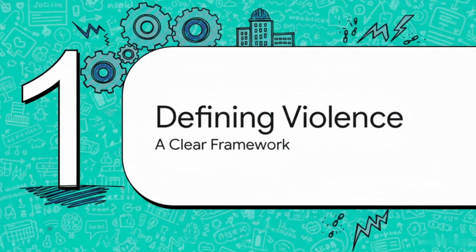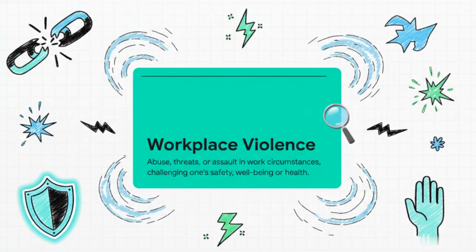Okay, first things first. Before you can solve a problem, you have to agree on what the problem is. So, what do we actually mean by workplace violence? Getting this definition right is crucial because it's the foundation for every policy and prevention strategy. Now, here's the formal definition. And you'll notice it goes way beyond just a physical fight, right? It covers abuse, threats, assaults, basically anything that makes someone feel unsafe at work. This broad definition is so important because it's what gives companies the legal and procedural framework they need to act.